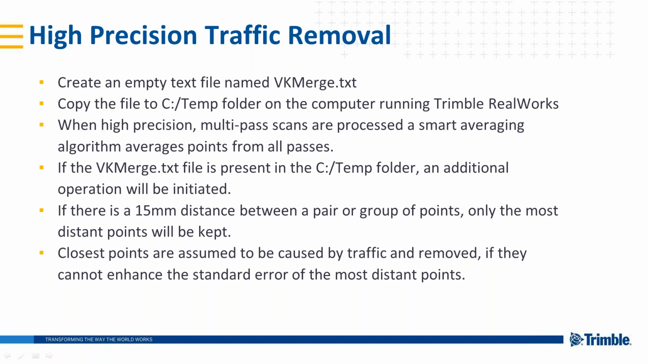Closest points are assumed to be caused by traffic and removed if they cannot enhance the standard error of the most distant points. So try this the next time you're scanning on a roadway or an urban area where the traffic is an issue. And remember, you can also use the scan pause function with any of the standard scan modes to reduce noise in high traffic areas.